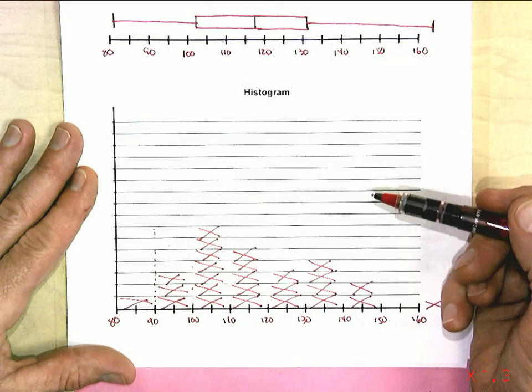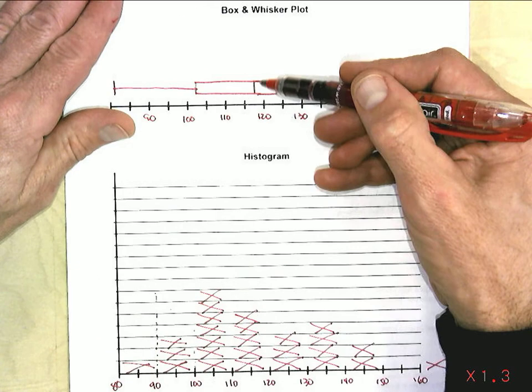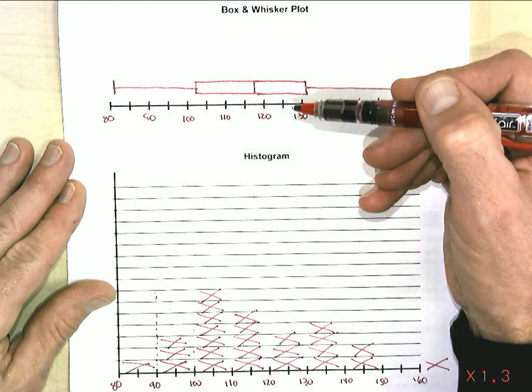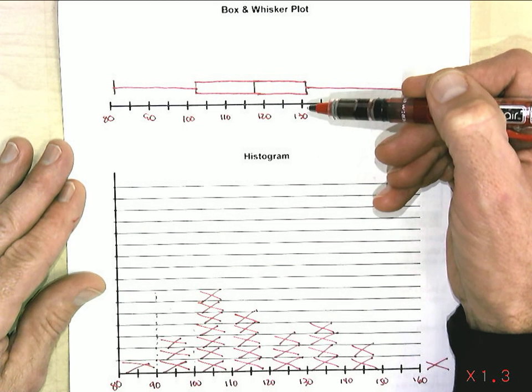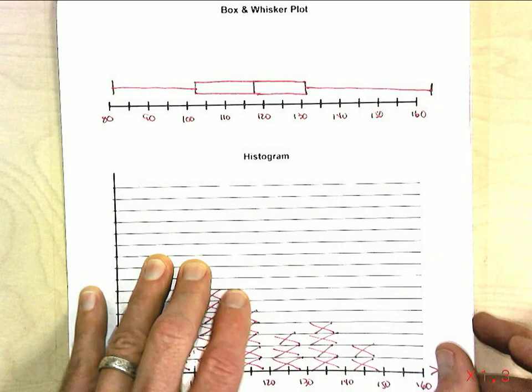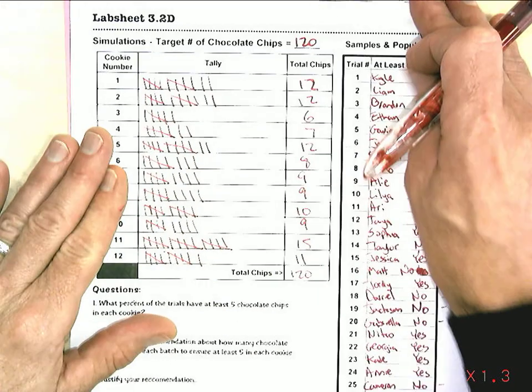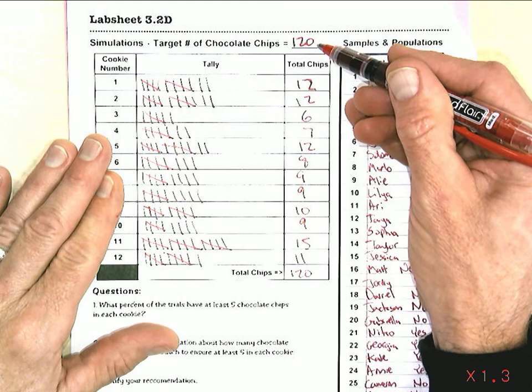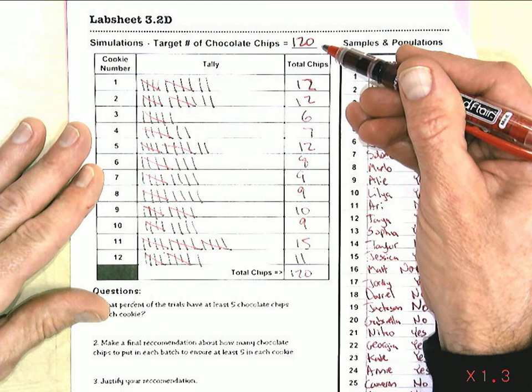And so what we did was we decided to use a number somewhere in the middle for the number of chocolate chips that it would take to pretty much ensure that every cookie had at least 5 in it. So again, we chose a target number of chocolate chips, in this case 120, which was a little more than our 117 that we had as a mean.